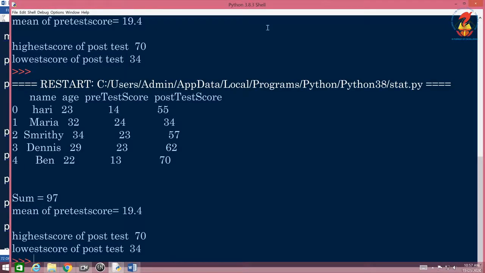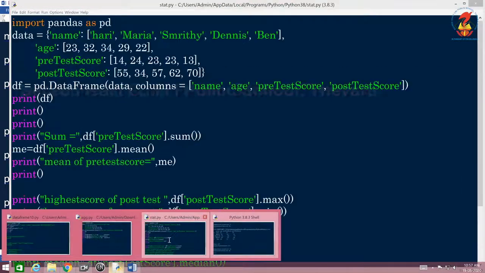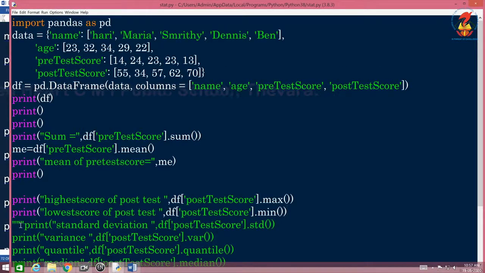Yeah, this is it. See, you have your first one displayed, and the highest score of post test is 70, the lowest score of post test is 34, as it is shown here very clearly. Your lowest and the highest is printed.